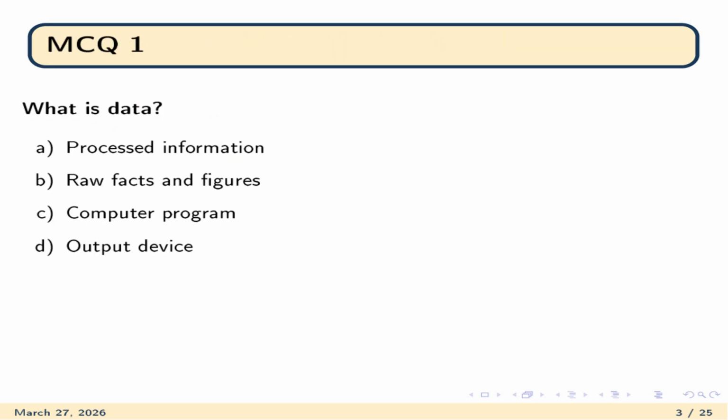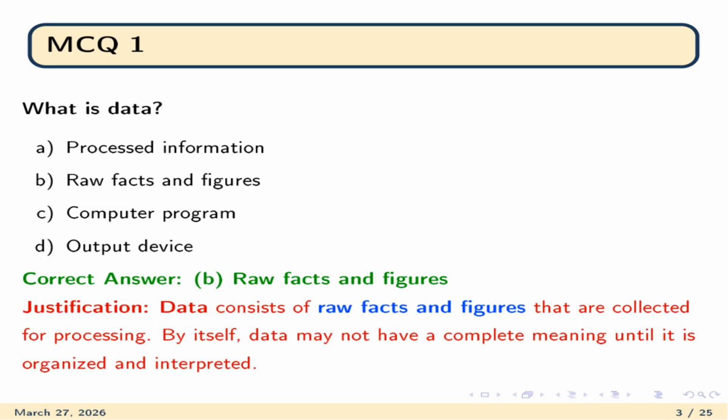What is data? Processed information, raw facts and figures, computer programs, output devices. The correct option is raw facts and figures because data consists of raw facts and figures that are collected for processing. By itself, data may not have a complete meaning until it is organized and interpreted.